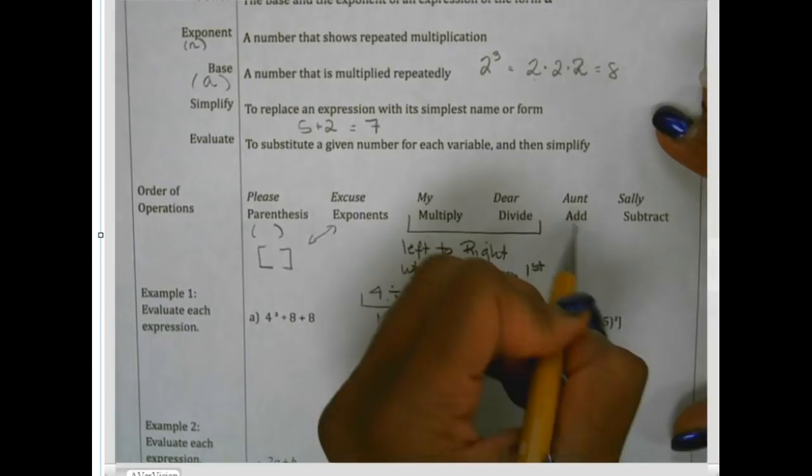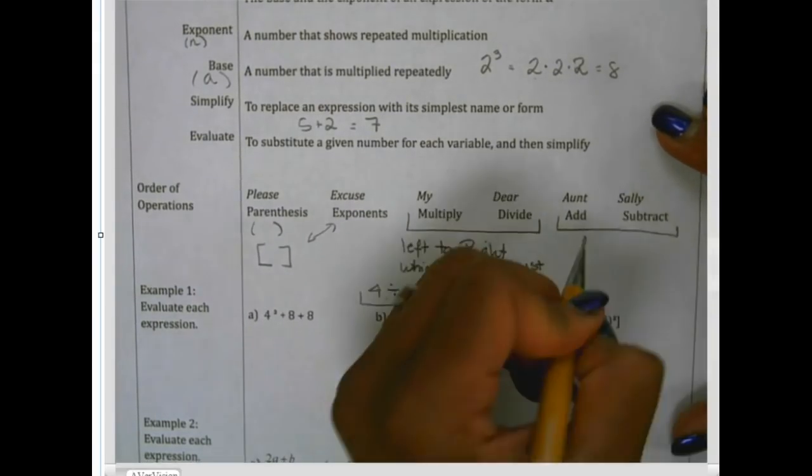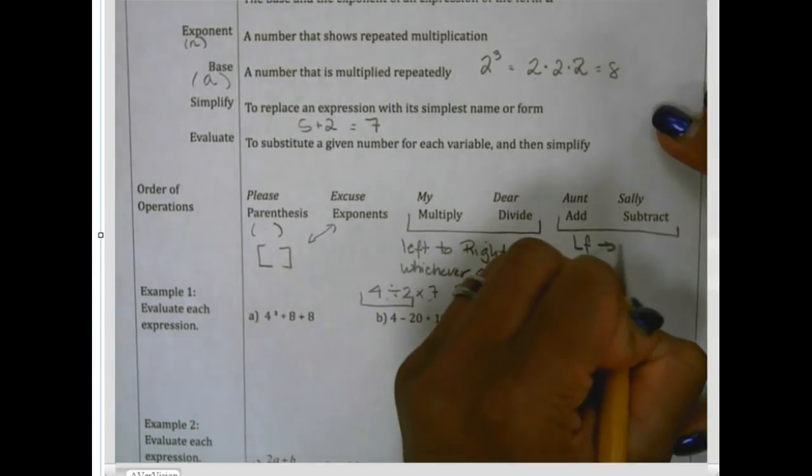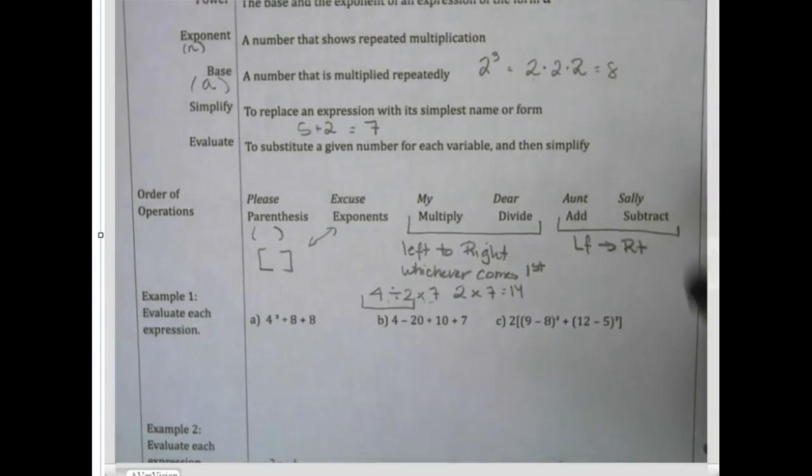Wrong. Now, same thing for addition and subtraction. You're all supposed to go from left to right, same way as for there.